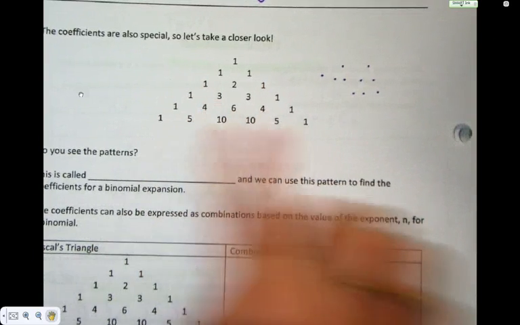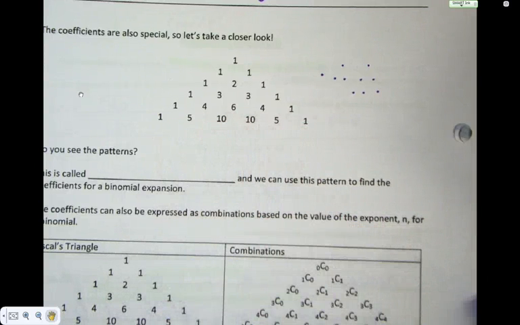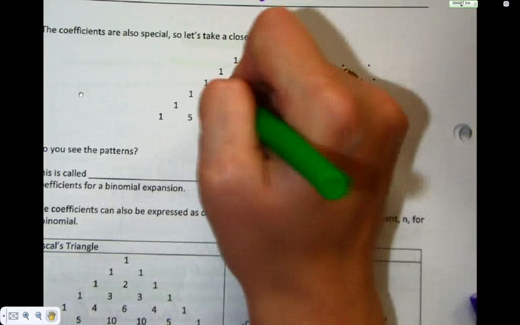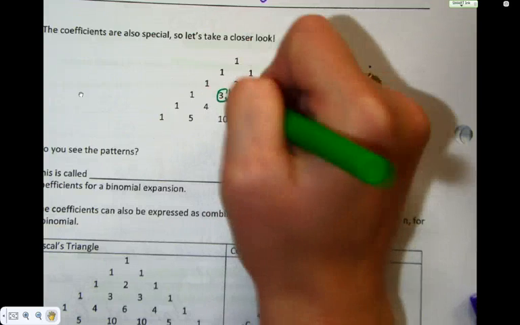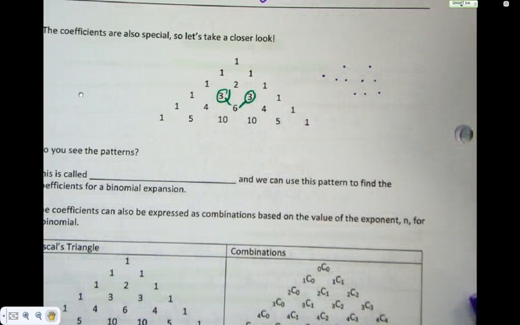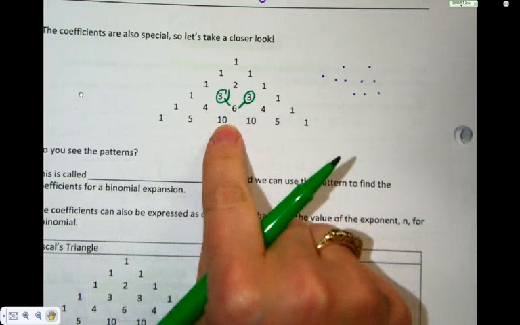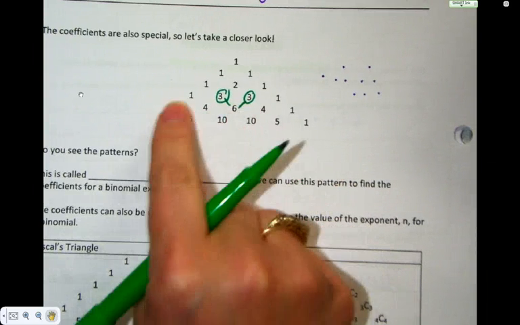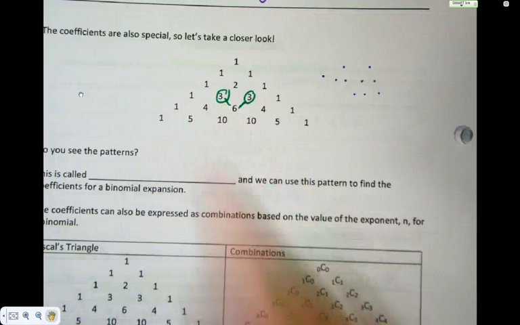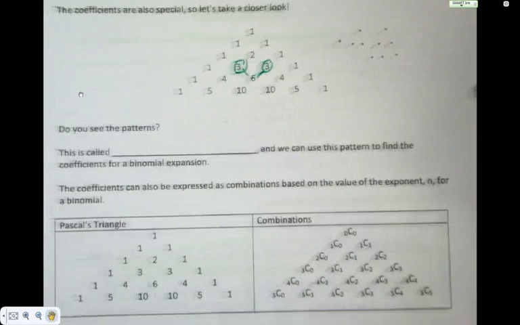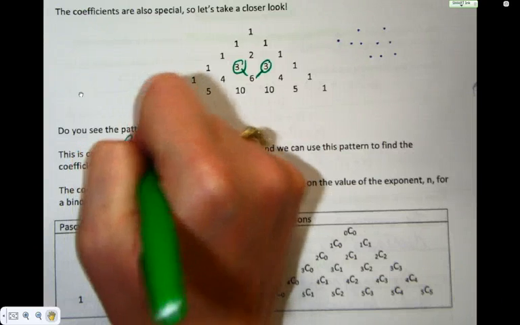There's also that symmetry pattern that we just talked about. But the trick that Luke was ahead on is, if we take any two terms and add them together, we get the next row. So if I took 4 plus 6, we're going to get 10. If I took 1 plus 4, we're going to get 5. This is a very, very special triangle. It's called Pascal's triangle.